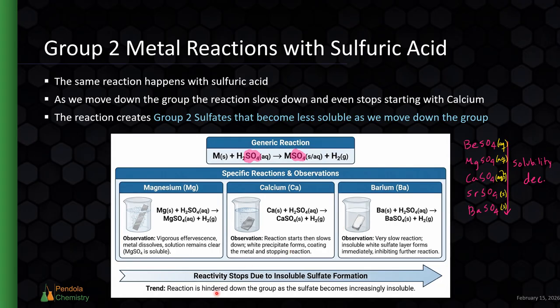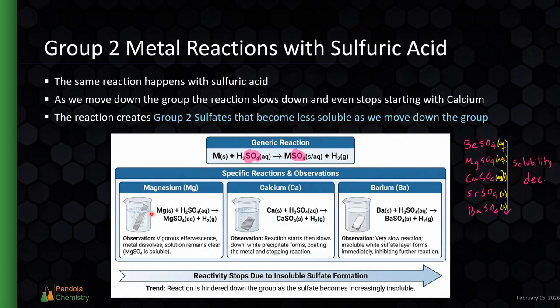So the reaction as we move down the group is hindered by the creation of that metal sulfate that is not soluble down the group, and it quickly covers the metal and keeps it from reacting. So the reaction itself is the same. It's this right here that changes, whether that ionic salt is solid or aqueous. And as we move down the group, it becomes less and less soluble. So it becomes more solid. It quickly covers the metal and keeps it from reacting.